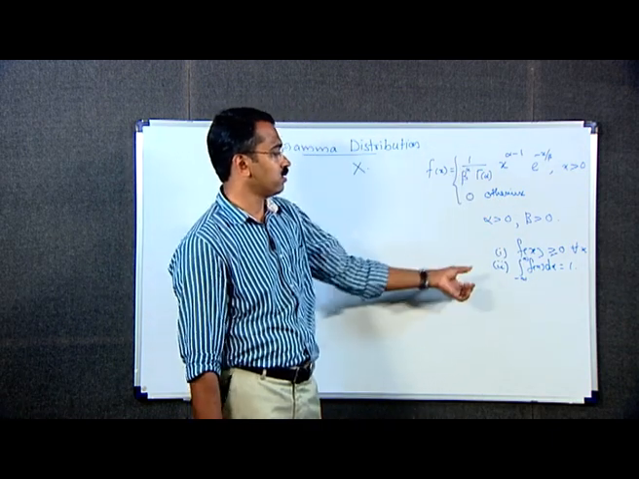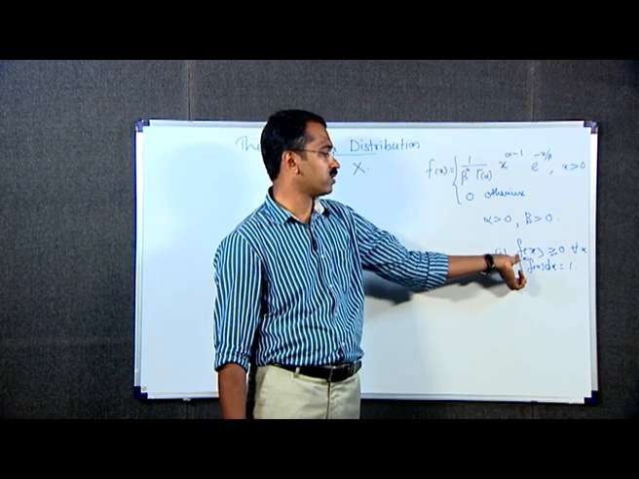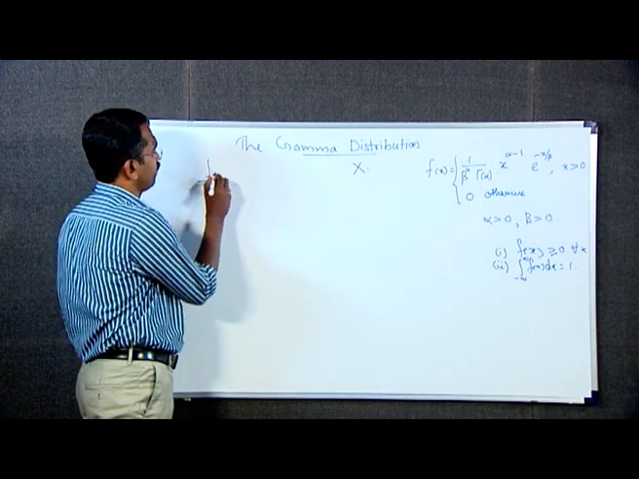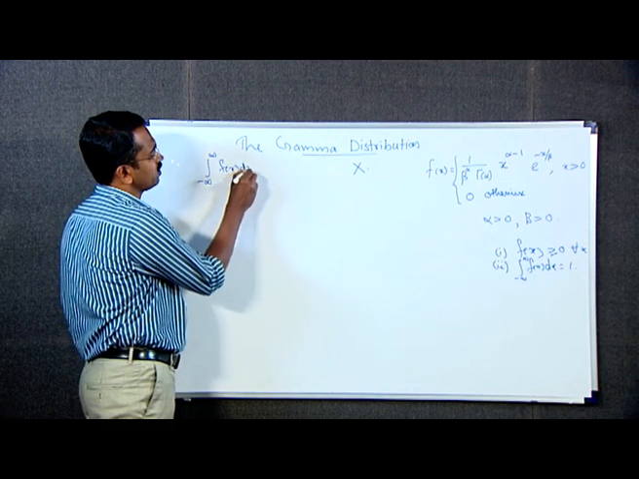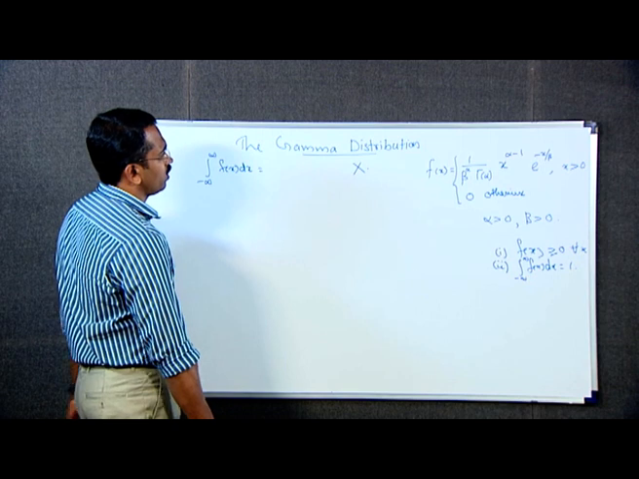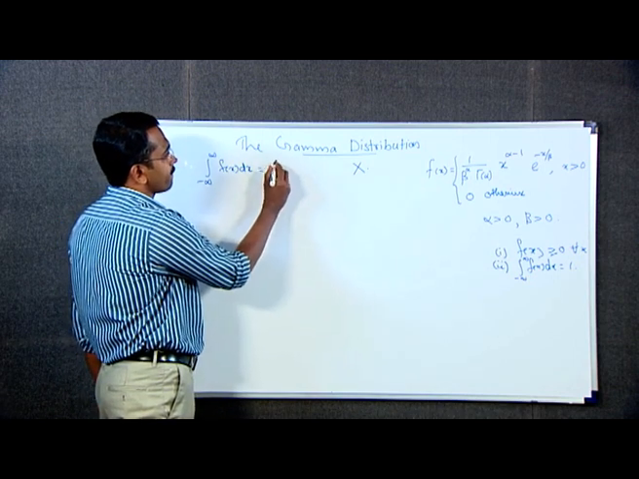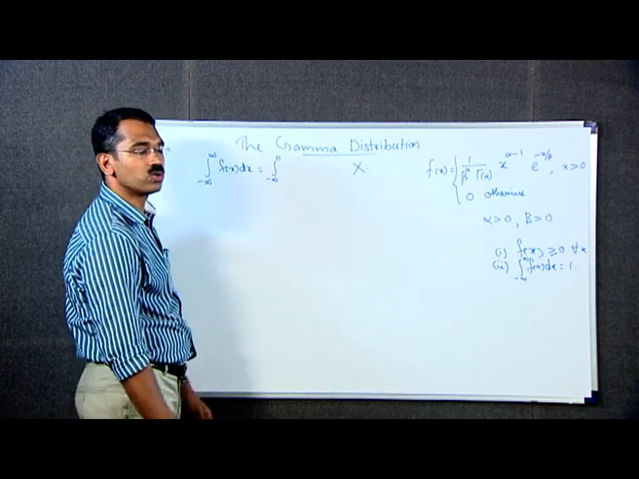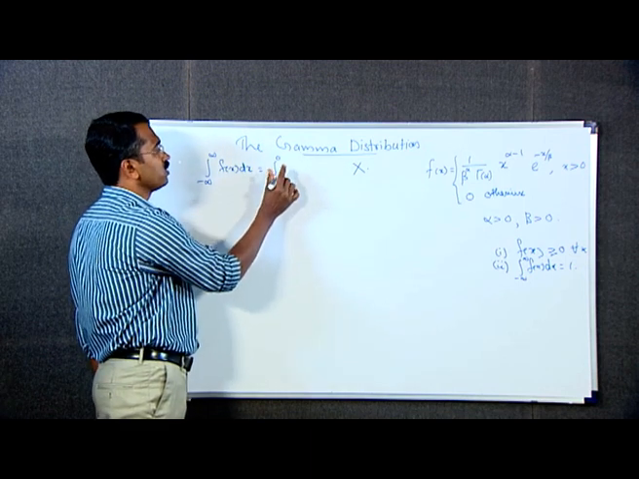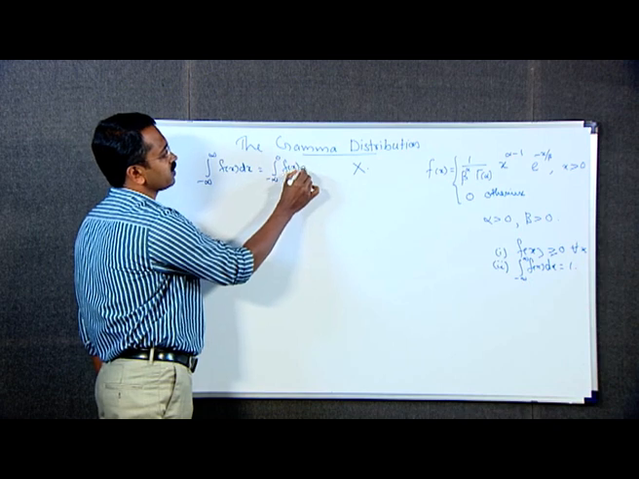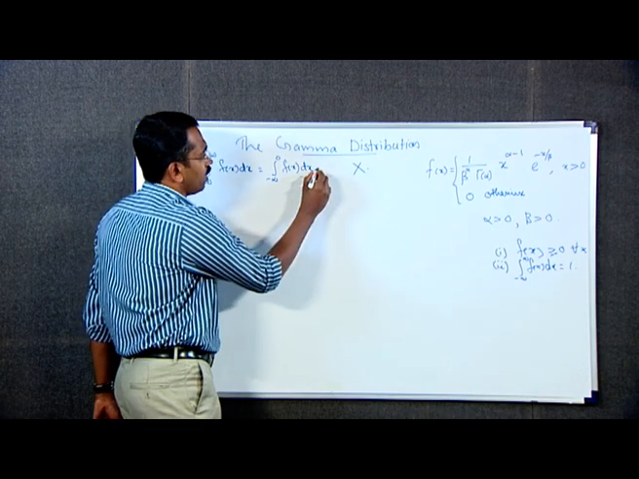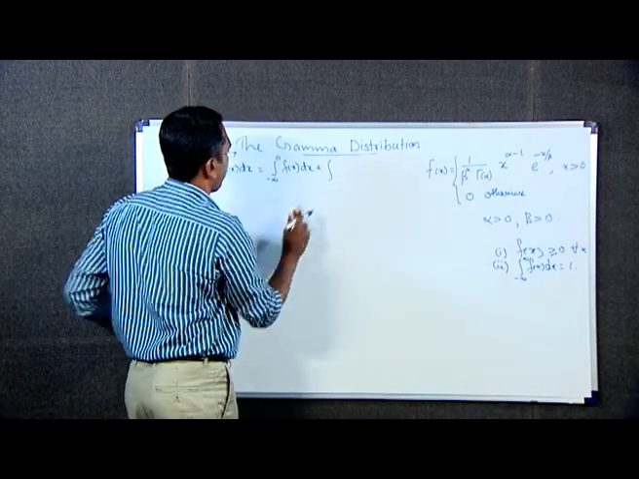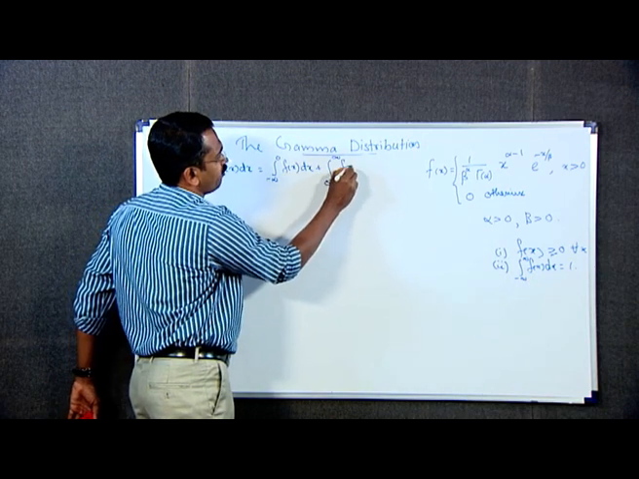Now, we want to verify the second condition: the integral from minus infinity to infinity of f(x) dx. We can split this integral into two: the integral from minus infinity to 0 of f(x) dx plus the integral from 0 to infinity of f(x) dx.